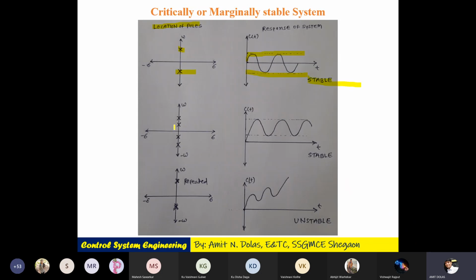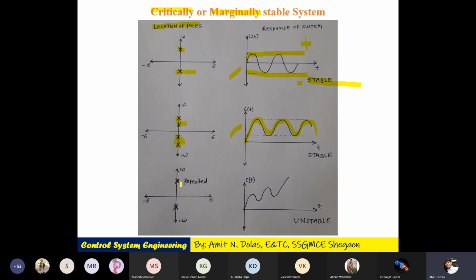Then of course marginally stable. Then a repeated pole on the axis will provide you a response like this. You can see the response of this and this is different. Yes, it is going into positive as well as negative, but due to the repeated pole on the imaginary axis, the values are completely in the positive direction, but it is bounded. So it is also stable. The area is not integrable, that's why it is marginally or critically stable.